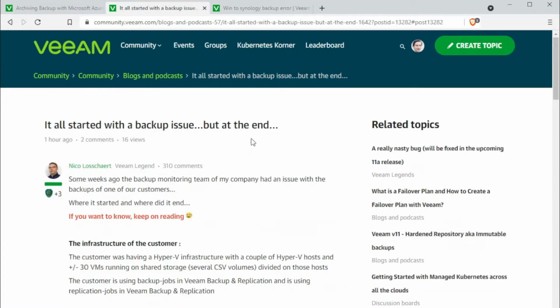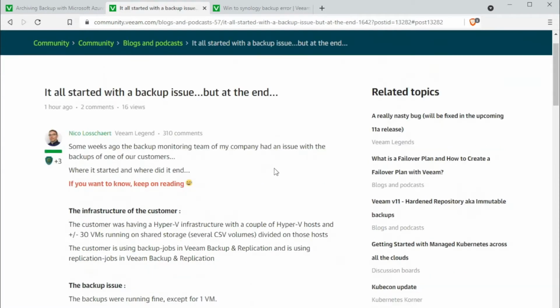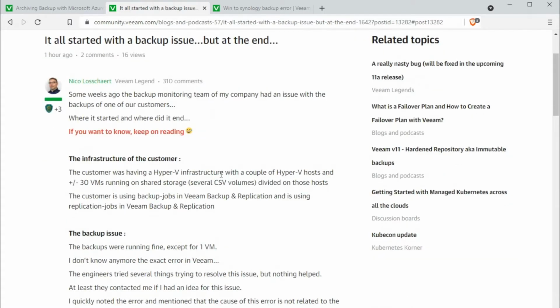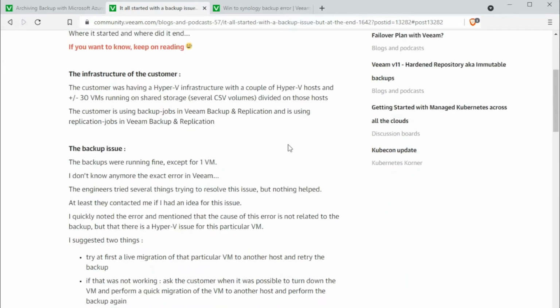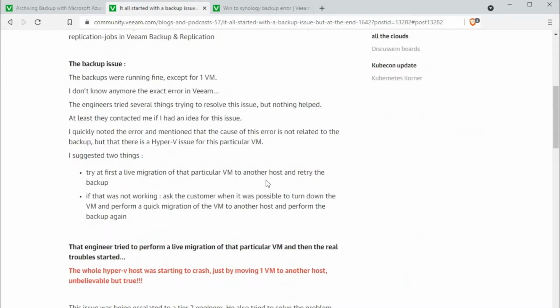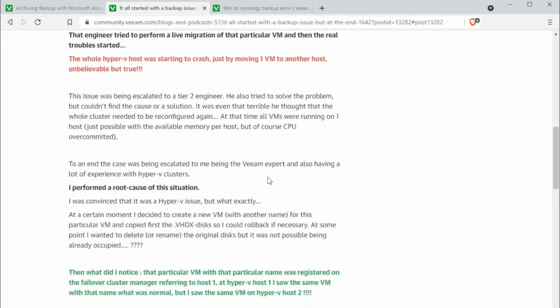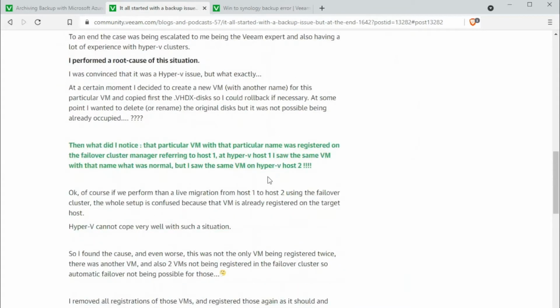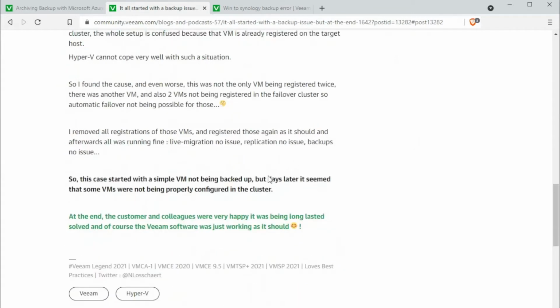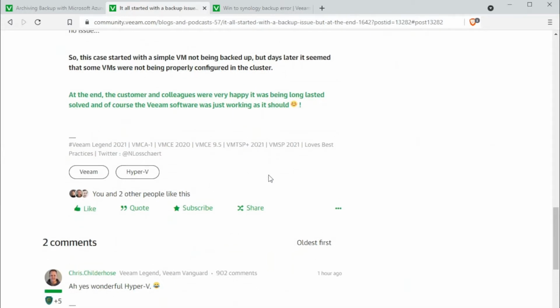The next one is from Nico. What he does, he described a step-by-step workflow of his troubleshooting of a Hyper-V VM. So he noticed the VM wasn't backed up right. There are mistakes and errors. The host blue screened and such stuff. And he described what he did, what was the failure, and how to solve it. It was really thrilling to read it.